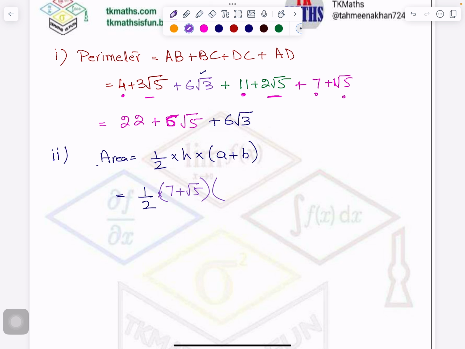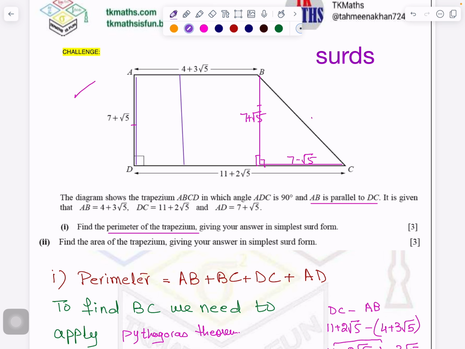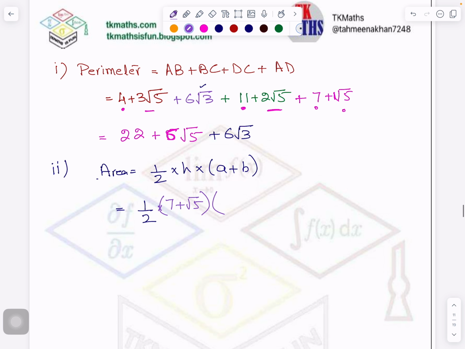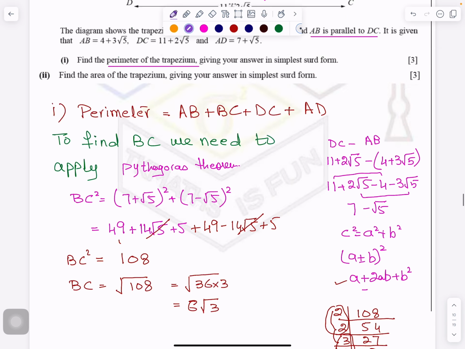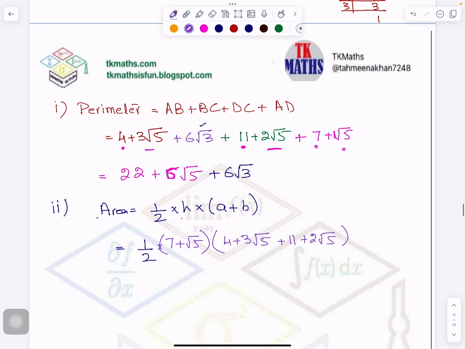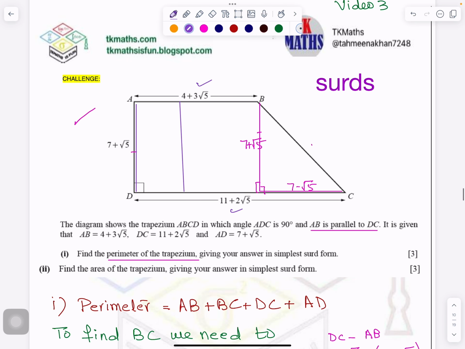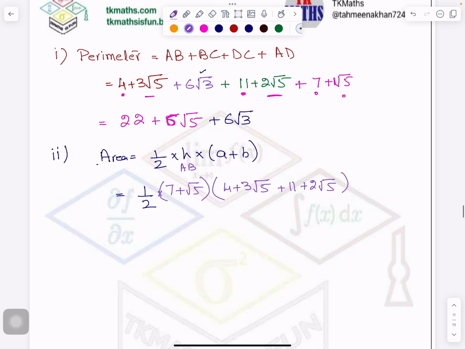here. And now AB and DC are parallel sides. So what are they? 4 plus 3 root 5, and this is 11 plus 2 root 5. So we will write that inside the bracket. If you want to use letters here, for example, my H is AD, and the parallel sides are AB and DC. You can write that to make it more clear. After that you will multiply the brackets.